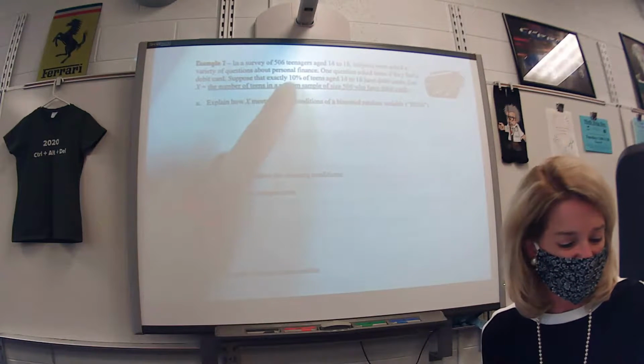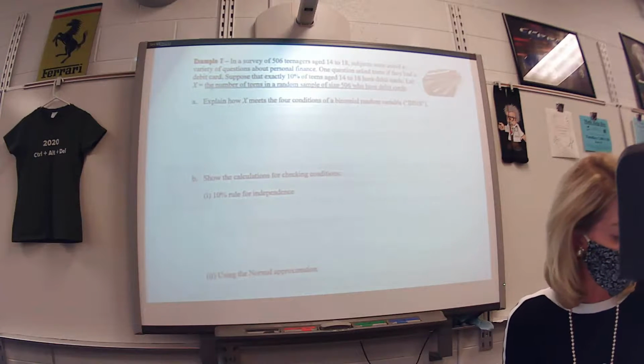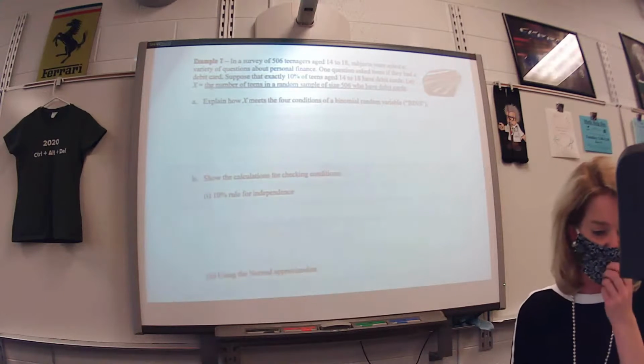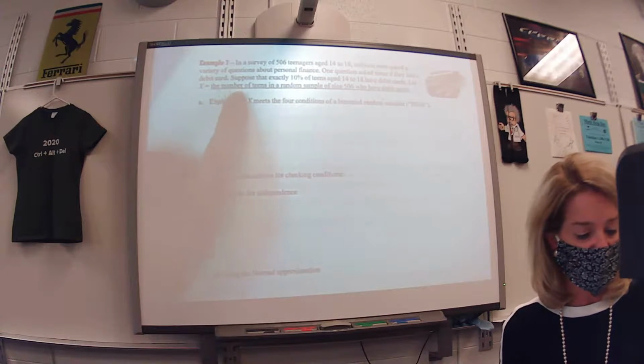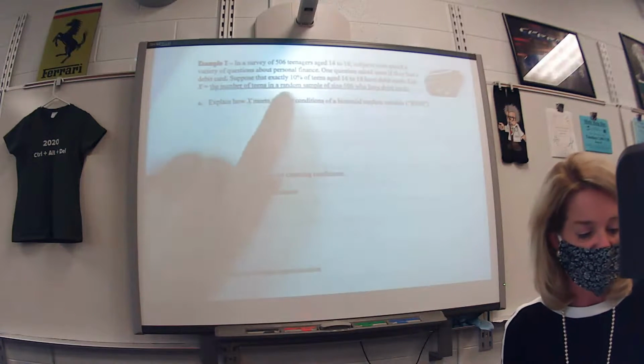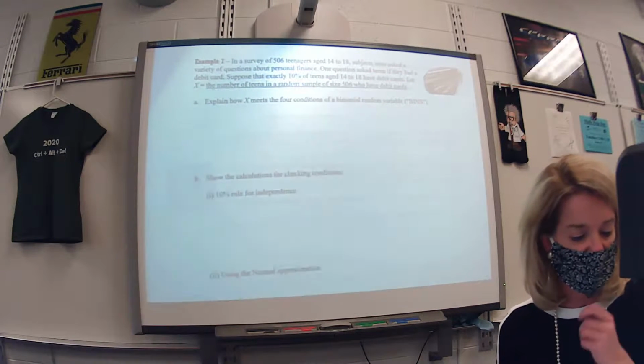Suppose that exactly 10% of teens actually have debit cards. I think it's higher than that now, but when this was written, it probably was. So X is a random variable that's going to stand for the number of teens in a random sample of 506 teenagers who have debit cards.